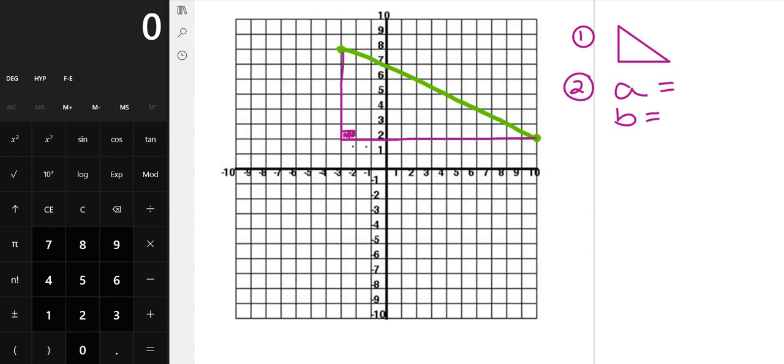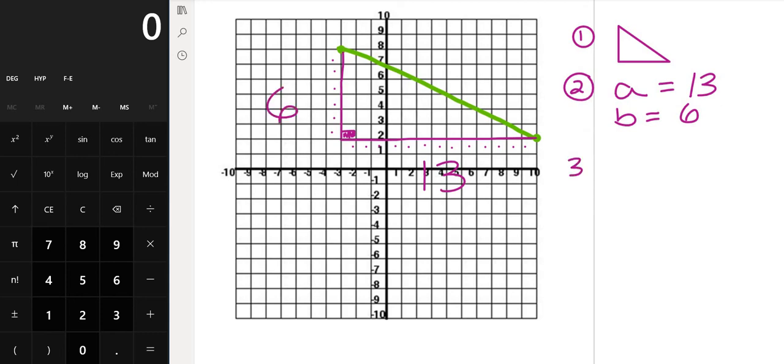We have 1, 2, 3, 4, 5, 6, 7, 8, 9, 10, 11, 12, 13 boxes. So 13 is the length of the bottom side here. Now B, that's the vertical line. 1, 2, 3, 4, 5, 6. So we have 13 and we have 6.